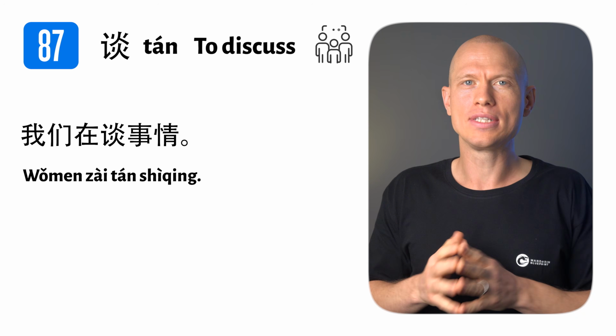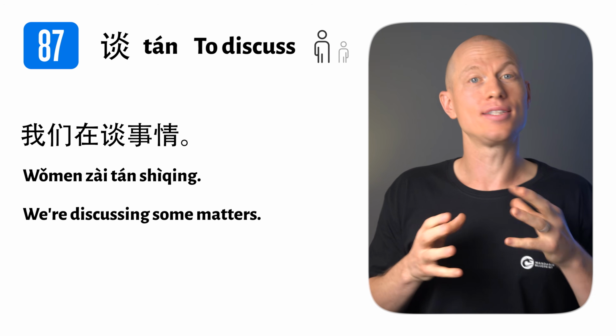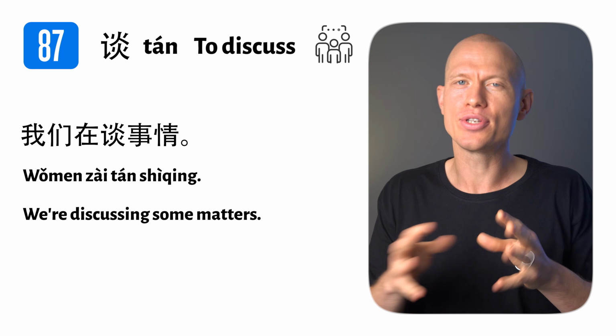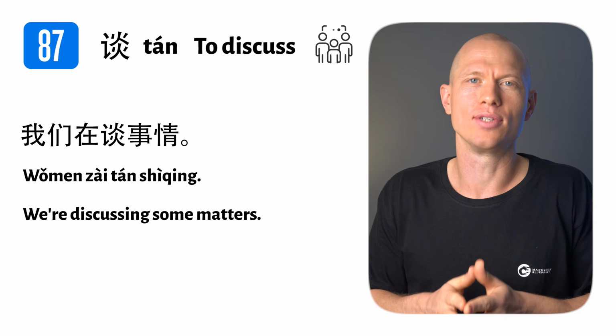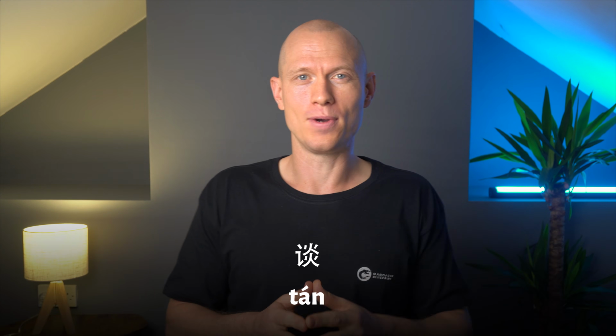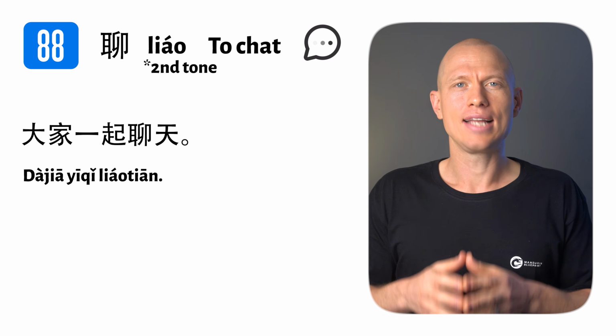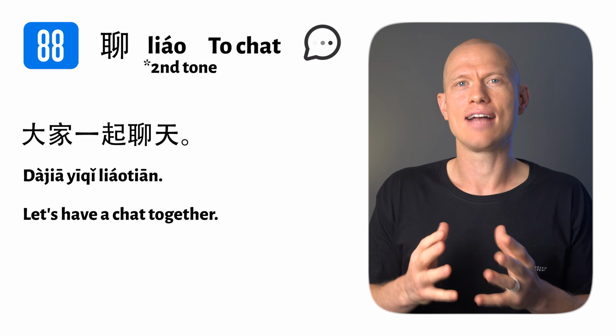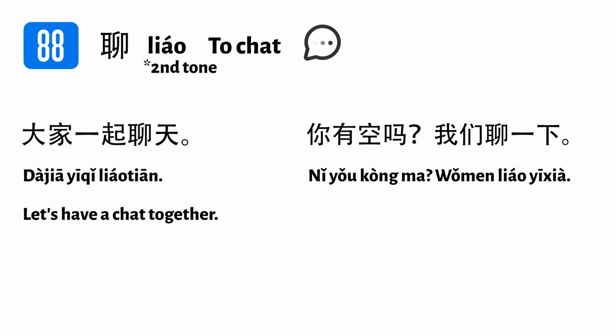Next up, 谈 to discuss. 我们在谈事情. We're discussing some matters. So you use this in a more serious context. A less serious version of this word 谈 would be 聊, which basically means to chat. 大家一起聊天. Let's have a chat together. 你有空吗？我们聊一下. Are you free? Let's talk.